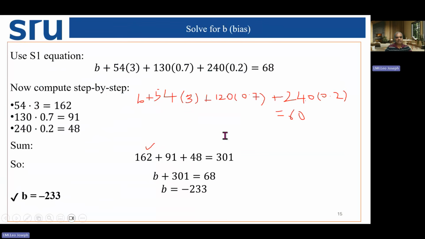Roughly, I will calculate 120 into 0.7. So 54 into 3 is not changing. Here 120 into 0.7 is the only change, right? So 120 into 0.7 is nothing but 84. So this value will become 84.